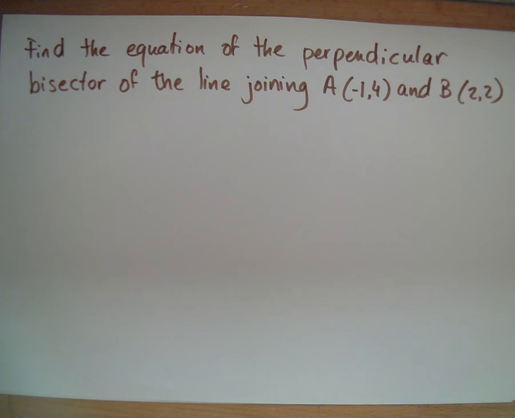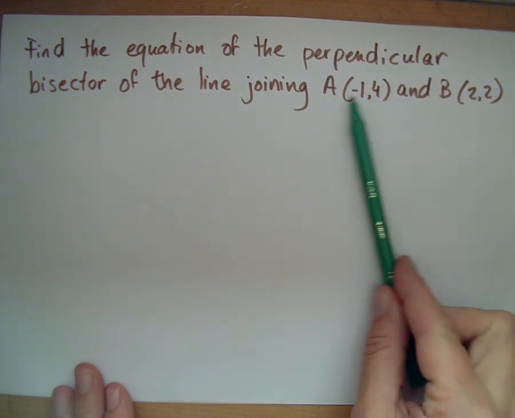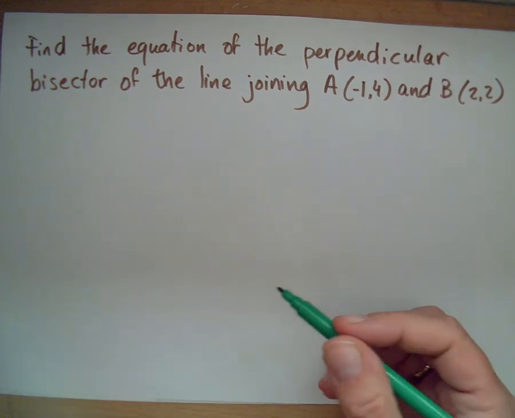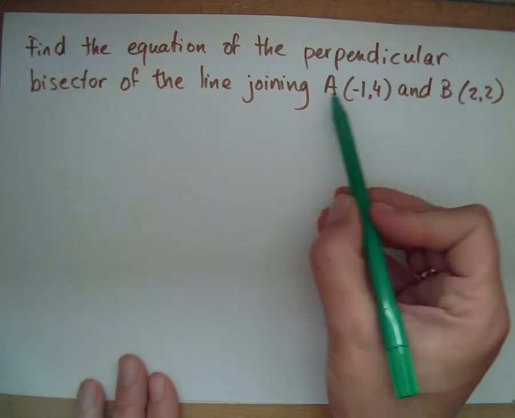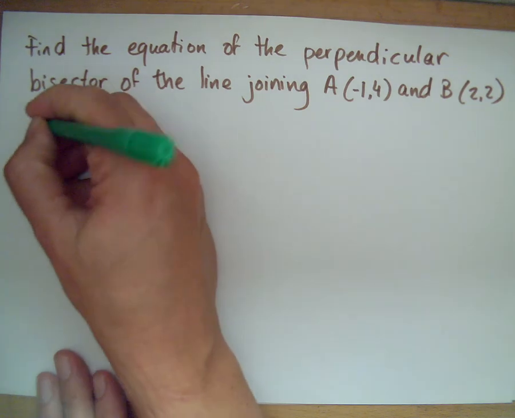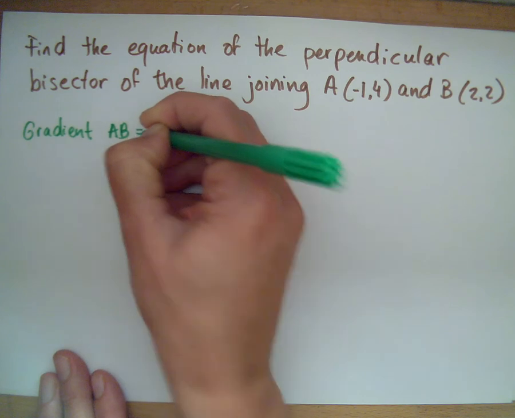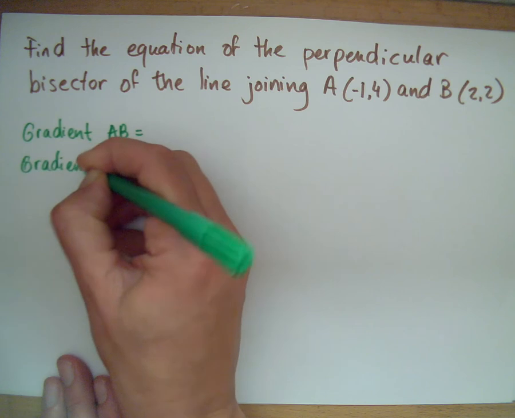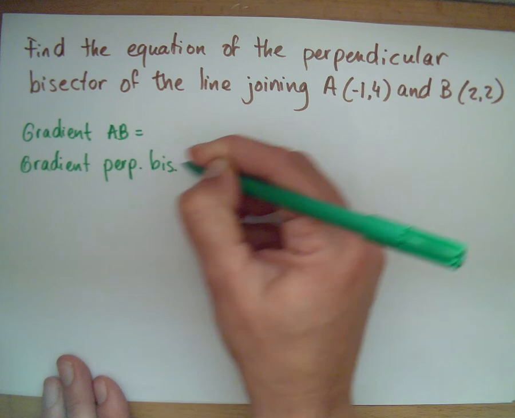We're being asked to find the equation of the perpendicular bisector of the line joining point A to point B. What we want to do here is we need to have a system. If we find the gradient of line AB, we can then find the gradient of the perpendicular bisector, right?